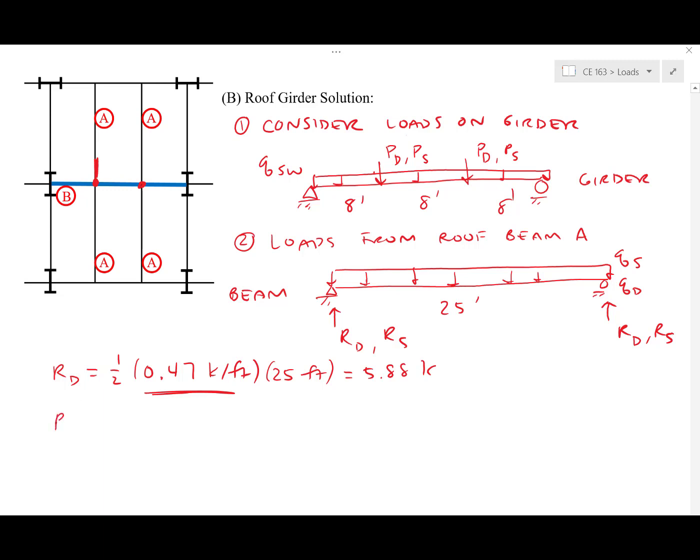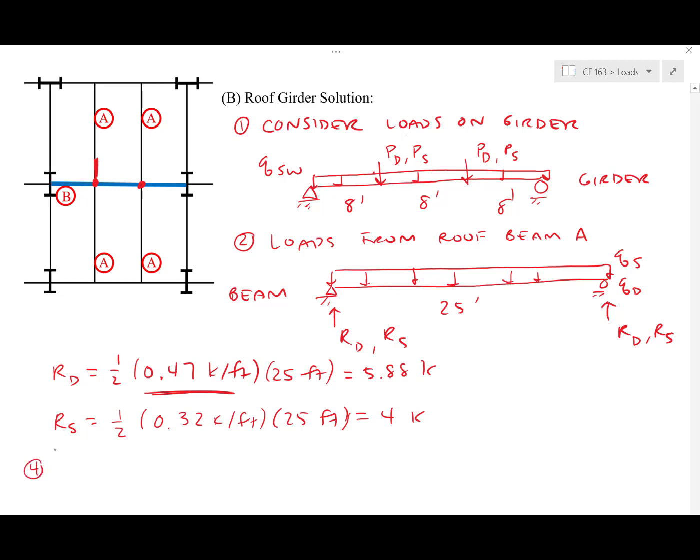You can calculate the reaction on the snow as well. 1/2 times 0.32 kip per foot, I should say, times 25 feet is 4 kips. Alright. So we have the reactions. We know we already have the self-weight given to us. We need to calculate this P sub D and this P sub S, those actual concentrated forces.